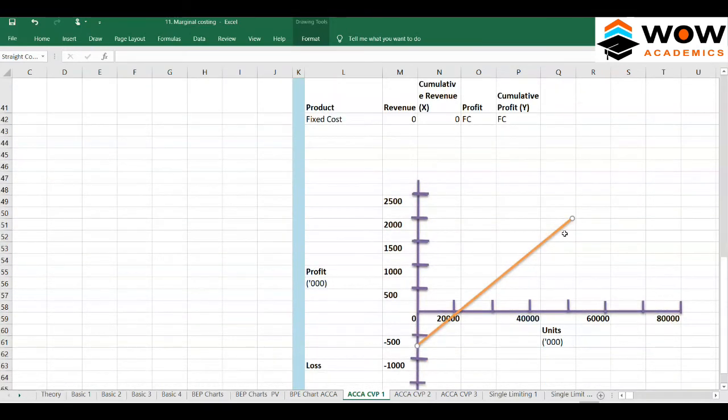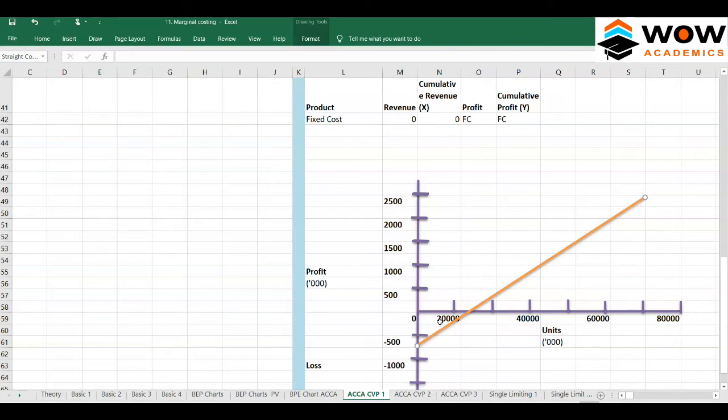So it is 68,000 units. 68,000 units will be somewhere. This is 60. This is 70. So I think this is the correct point. Therefore it becomes 80. And 2520 should be here. Let's see. This is 500, 1000. This line is 1000, 1500, 2000, 2500. Okay, so this is the line.